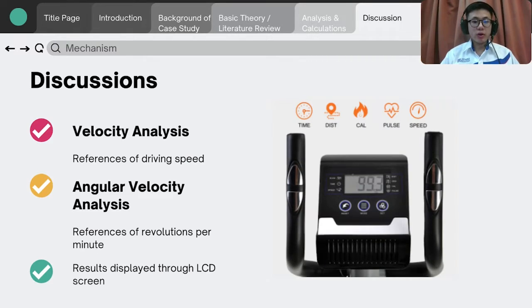The purpose of velocity analysis for the 4-bar mechanism is to calculate the driving speed and revolution per minute of the elliptical machine. The velocity and angular velocity calculated are to be the reference of driving speed and revolution per minute by the user respectively. That result can be connected to the LCD screen of the elliptical machine.